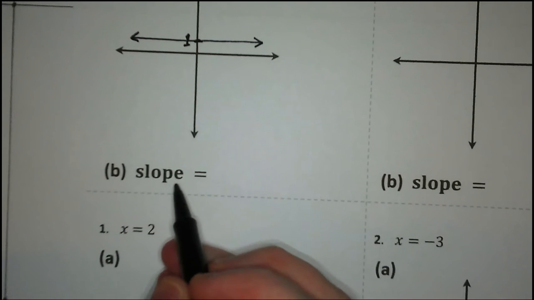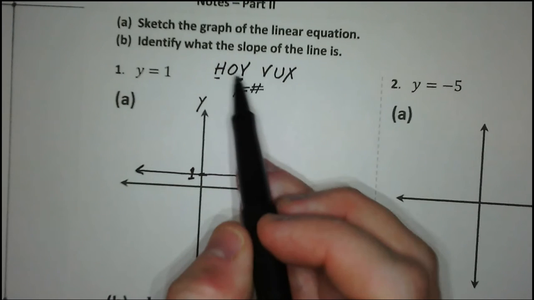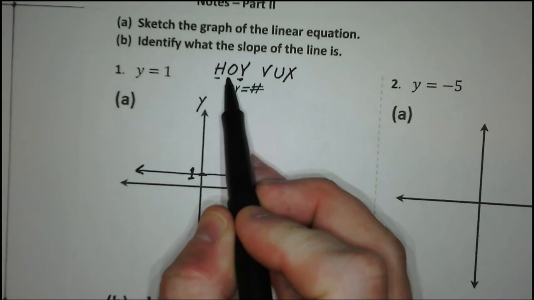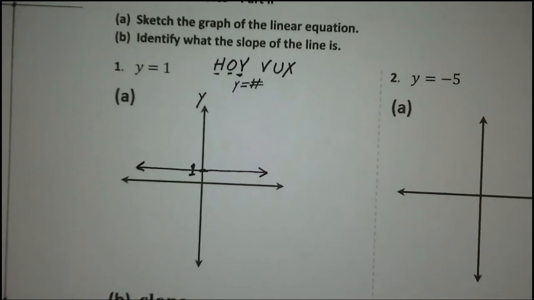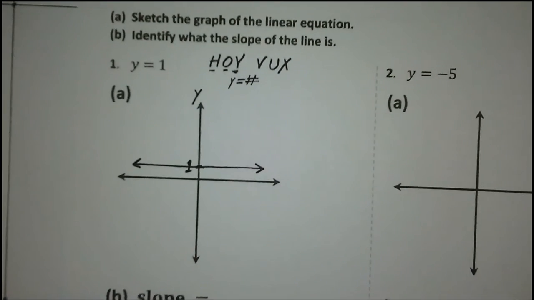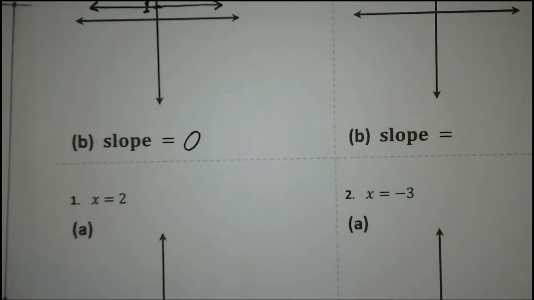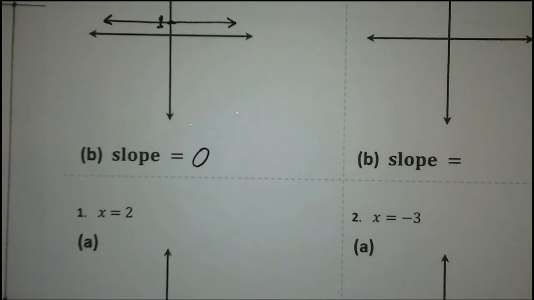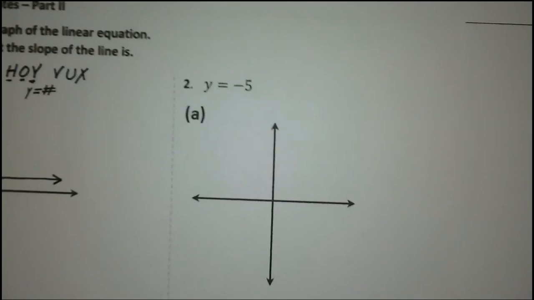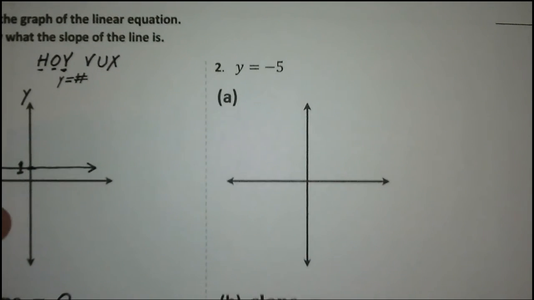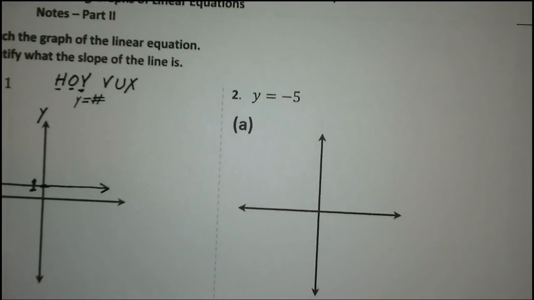Now, as far as the slope, that's easy because just like it says up here in the memory trick of Hoivux, this O is actually a 0. And that reminds you that the slope of every horizontal line in the world, if the line is horizontal, then the slope equals 0. So another one, y equals -5, and that's it. So that's going to be horizontal.